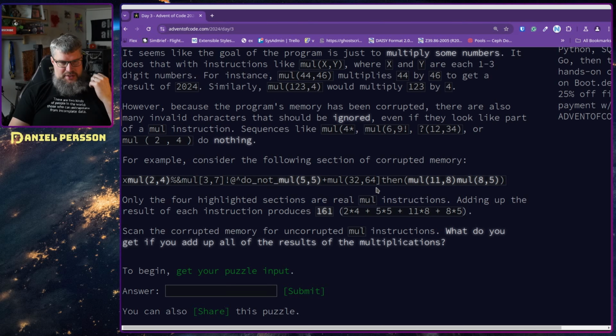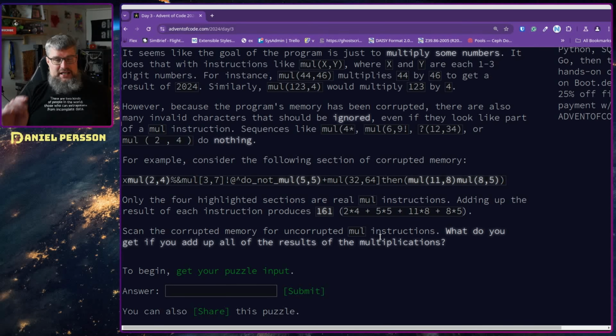Adding them up, the instructions produce 161. Scan the corrupted memory for uncorrupted mul instructions. What do you get if you add up all the results of the multiplications?